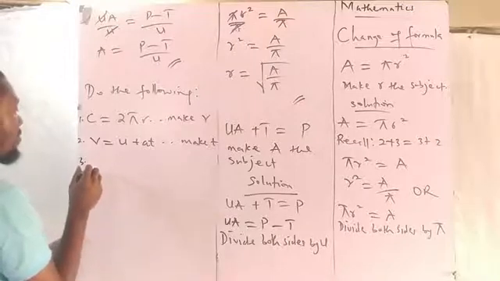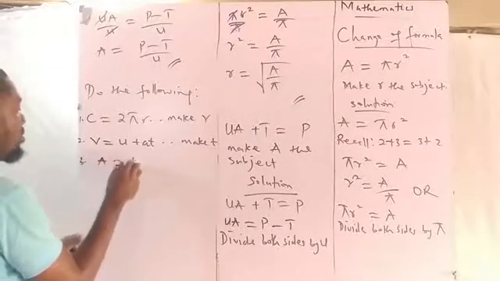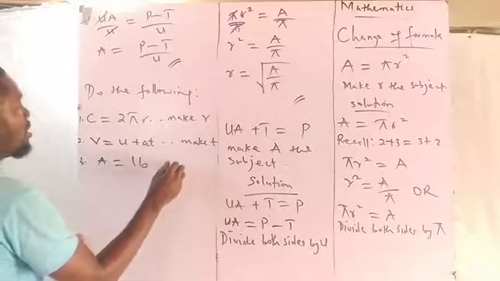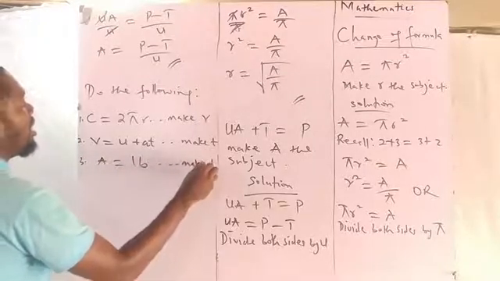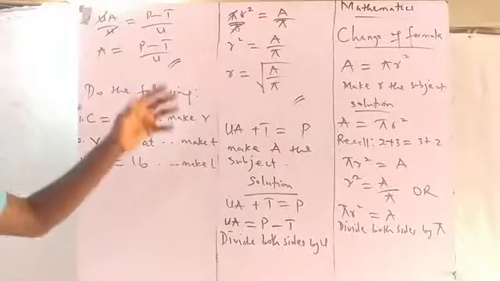Number 3, you have A is equal to LB. You have to make L the subject. So carefully go through this, and get the best out of it. Change of formula. It's simple.